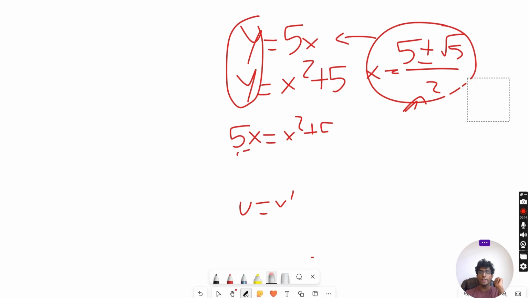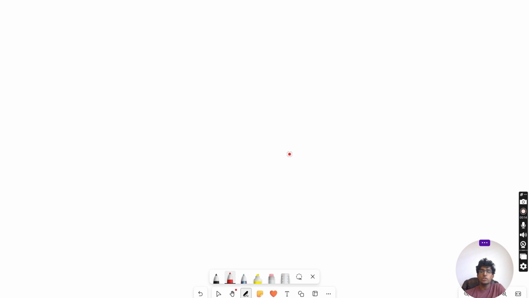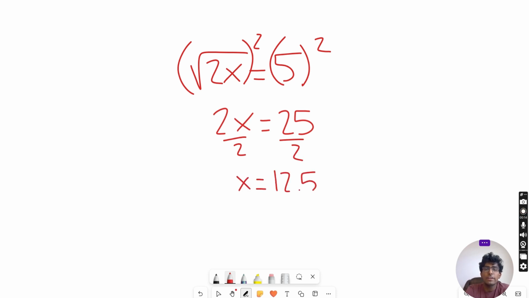All right, on to the next topic of radical, rational, and absolute value functions. So what do radical equations look like? They would look like something like, let's say, the square root of 2x equals 5, for example. So we want to solve for x. To do this, we are going to square both sides, like this, to get rid of the square root. So we're going to get 2x equals 25, and we're going to divide both sides by 2, and we'll get x is 12.5, or 25 over 2. That's basically all you need to do for radical equations.